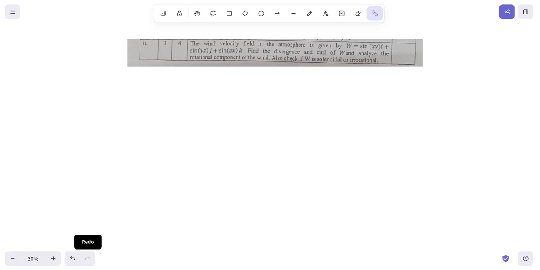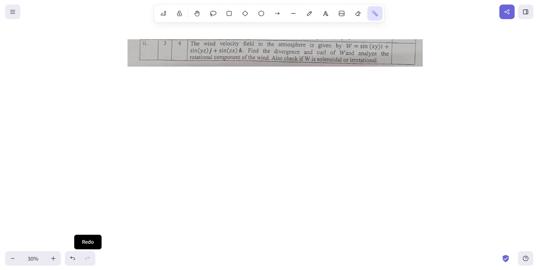So now the next question is, we have to find: the given is that the wind velocity field in the atmosphere is given by W equals sin(xy) i cap plus sin(yz) j cap plus sin(zx) k cap. We have to find the divergence and the curl of W, and also analyze the rotational components of the wind and check if W is solenoidal or irrotational.